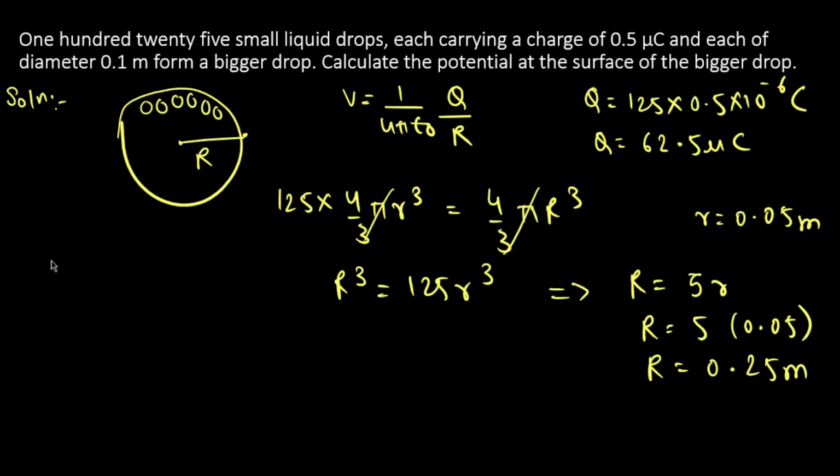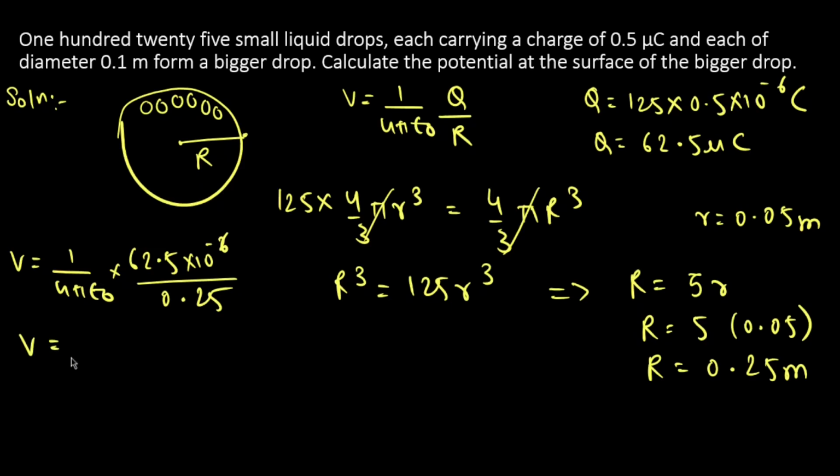Now let's calculate the potential. So V will be equal to 1 upon 4 pi epsilon naught times capital Q, that is 62.5 into 10 raised to minus 6 divided by 0.25, and 1 upon 4 pi epsilon naught is given as 9 into 10 raised to 9. So calculating this, we get potential equal to 22.5 into 10 raised to 6 volts. I hope you understood this sum. Let's look at the next one.